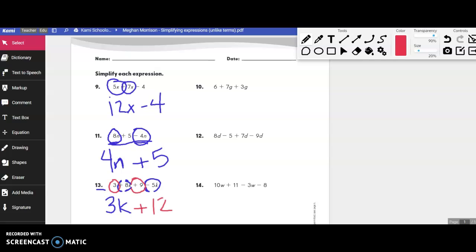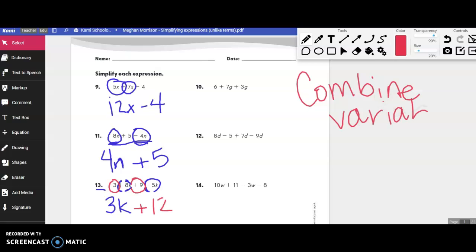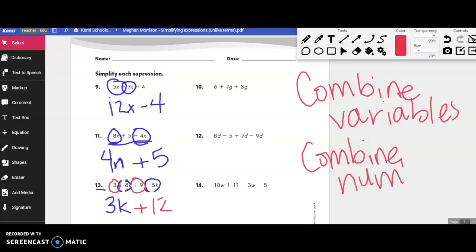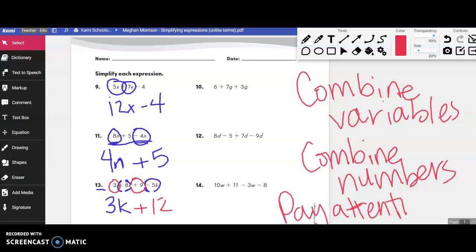Okay? So we keep our numbers and our variables separate. That's the first thing to keep in mind. We combine the variables. We combine the numbers. And then pay attention to adding or subtracting. And it always goes with the symbol right before it.